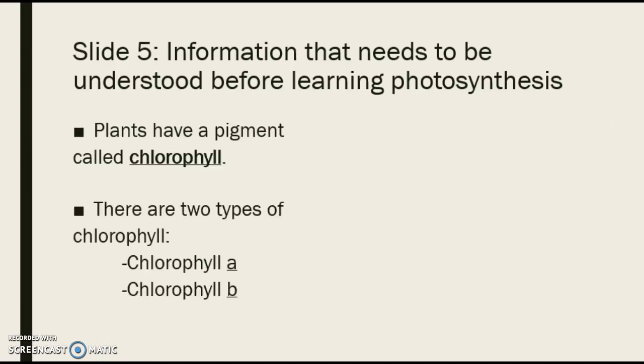Plants have a pigment too. That pigment is called chlorophyll. And there's two types of chlorophyll. There's chlorophyll A and there's chlorophyll B. This pigment ultimately captures sunlight and uses it for energy in the process of photosynthesis to make glucose.